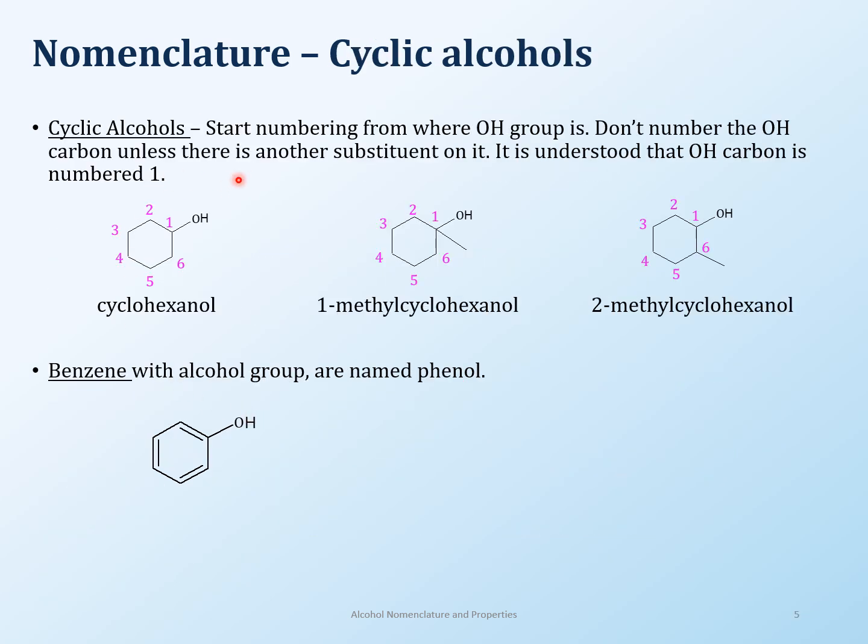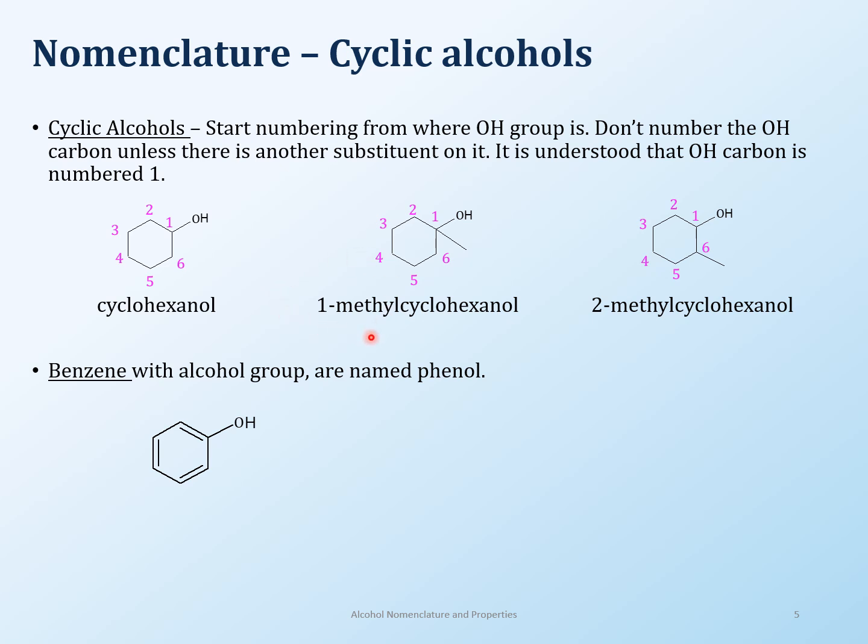So here we have some cyclic alcohols. If you just have the one alcohol group on there, then you don't really have to number, because everybody understands that's where you're starting the numbering from. And even if you have two groups, the priority of the numbering goes to the alcohol group, so you don't have to number it, okay? So you just have to number the substituent if there is anything else on there.